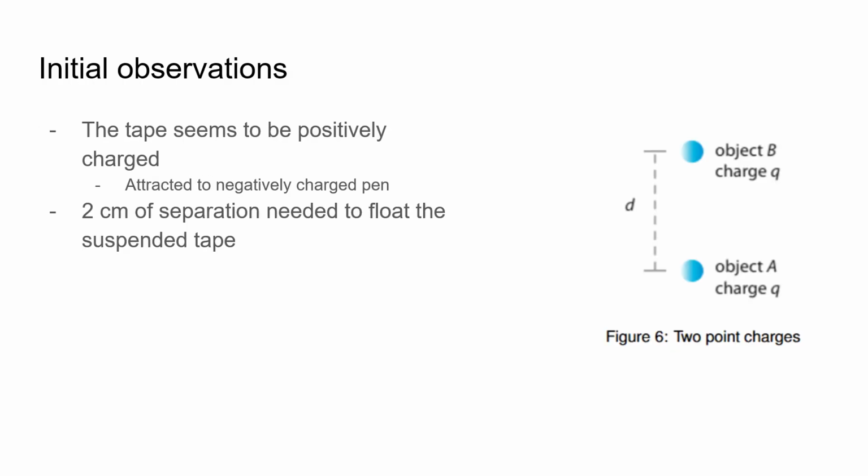So some initial observations. The tape seemed to be positively charged because it was attracted to a negatively charged pen, which was rubbed in our hair. And it seemed that 2 centimeters of separation was needed to float the suspended tape.